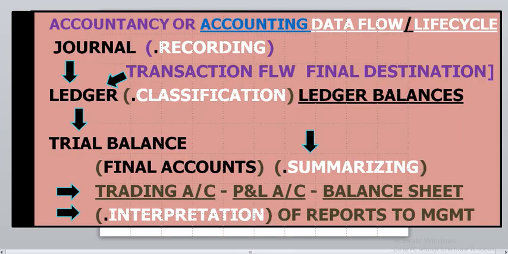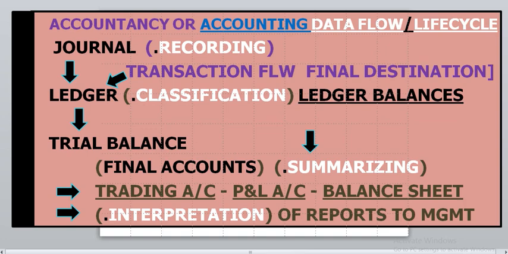As far as accountancy, the data flow and the life cycle of transactions is concerned, we'll understand here in this slide. Accounting refers to the recording of transactions in the books of accounts. That is known as accounting. It deals with only the recording part, that is journalizing. Accounting means journalizing, whereas accountancy refers to the whole accounting life cycle.